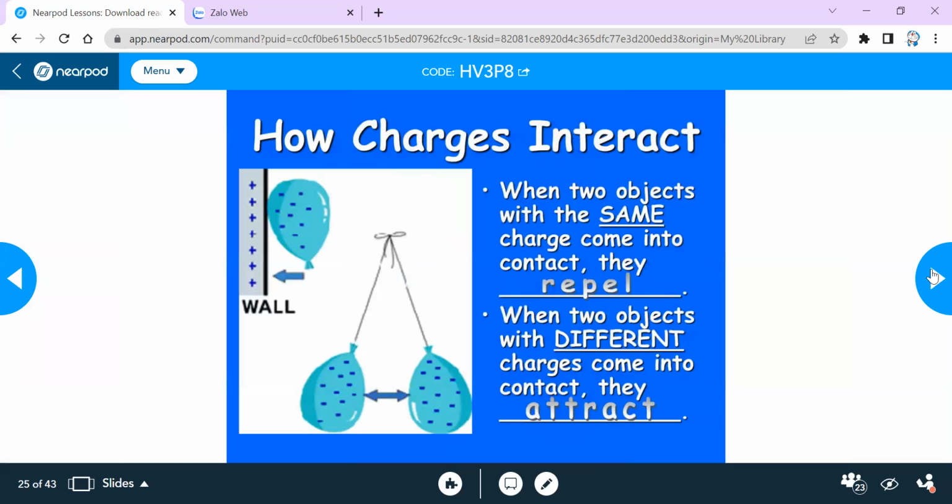So how do charges interact? The plus and minus, how do they interact? It works like a magnet. For magnets, North Pole and North Pole repel. North Pole and South Pole attract. Same theory here for charges. When two objects have the same charge, positive and positive, they will repel. When two objects with different charges come together, one positive, one negative, they will attract.